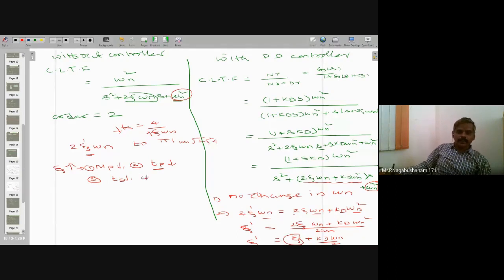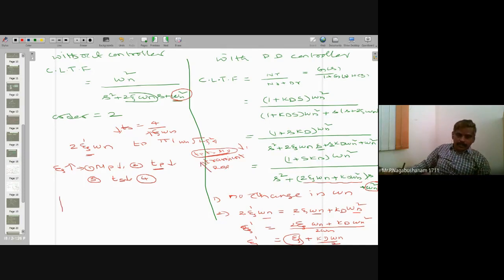Then the fourth one, what is the fourth one? MP, Tp and settling time are all going to decrease. Check the relation: Tp is decreasing, Ts is decreasing, MP is decreasing. These three play the major role in the transient response. Yes or no? These three play the major role in the transient response. If all these parameters are decreasing, then the transient response is going to improve. Improve means the response settles within a short interval of time.